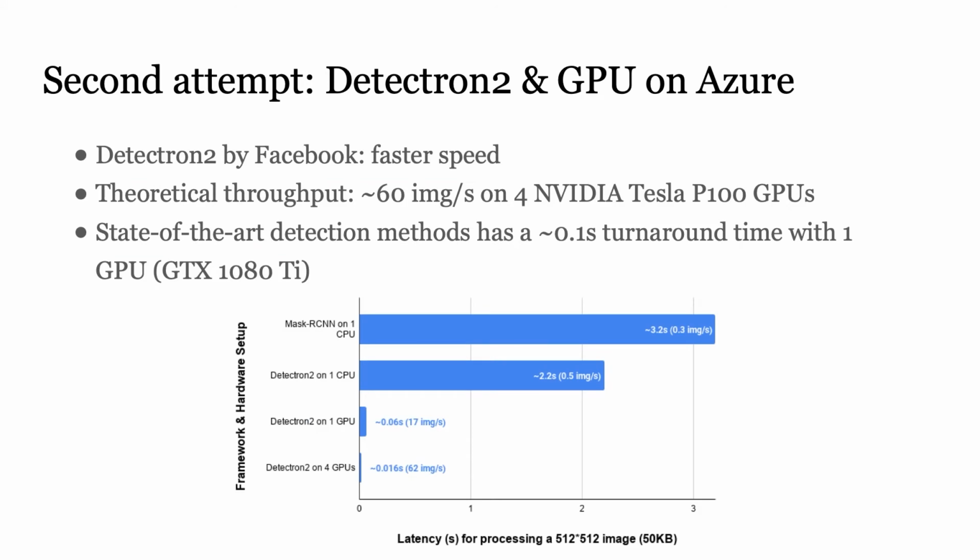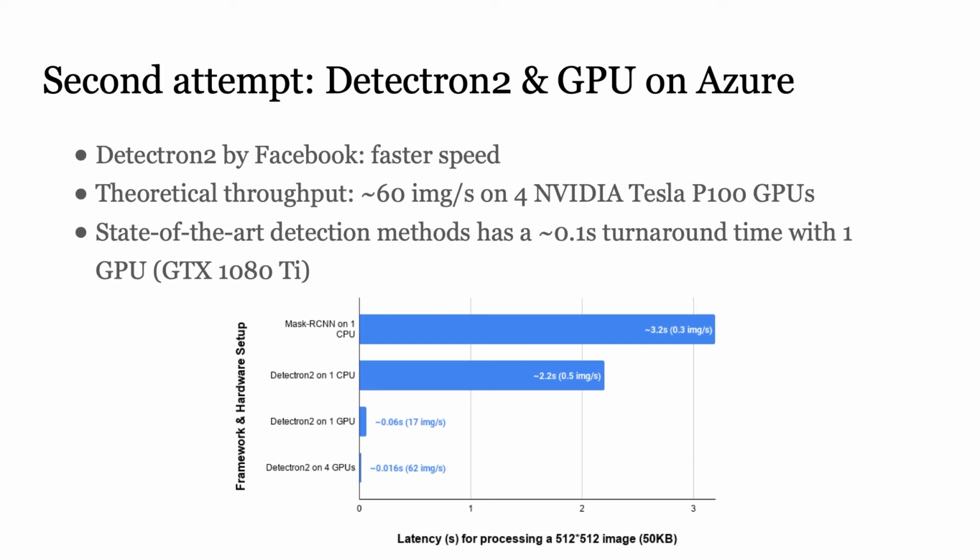With the goal of improving the performance in mind, we looked into other possible frameworks. The first modification we made is to switch to Detectron2, a state-of-the-art object detection framework by Facebook Research. Detectron2 is powered by PyTorch, and it has a wider range of features and a faster speed. After changing the framework, the latency is still pretty high on CPUs, so we looked into using GPUs.